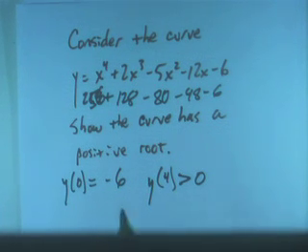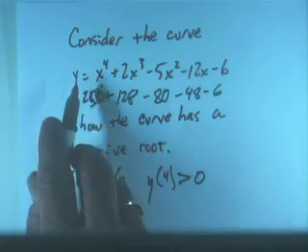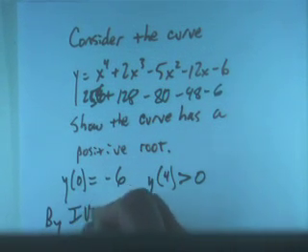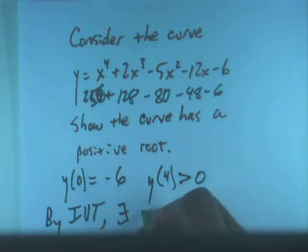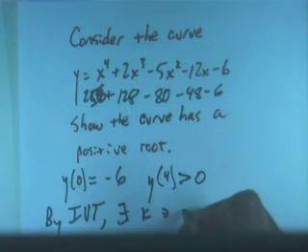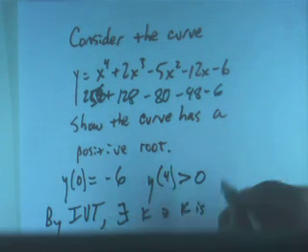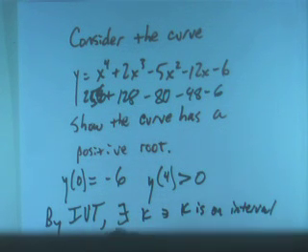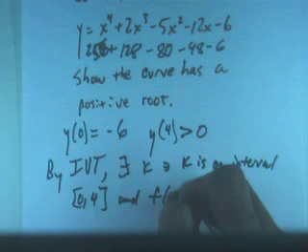We get a number that is positive. That means that since this curve is continuous, remember polynomials are continuous, the intermediate value theorem applies. So by the intermediate value theorem, we know there exists some number k such that k is on the interval (0, 4), and f of k is equal to 0.